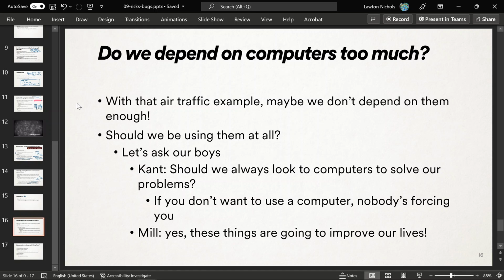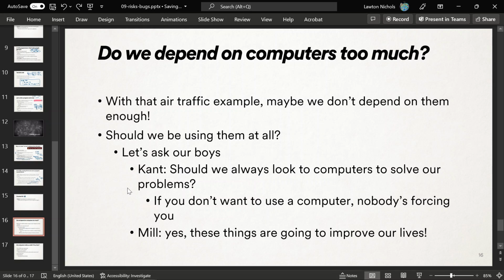That's the whole point. So let me try and talk about how I might approach this question if I had like an essay on it or something. So maybe it really could go both ways, right? So maybe we don't depend on computers enough, especially with that air traffic example. It's really helping us there, saving lives. But you can always ask the question, hey, should we be using computers at all? So if we ask our famous philosophers, we can see what they might have thought, and that can help us approach the problem. So if we ask Kant something like, should we always look to computers to solve our problems?